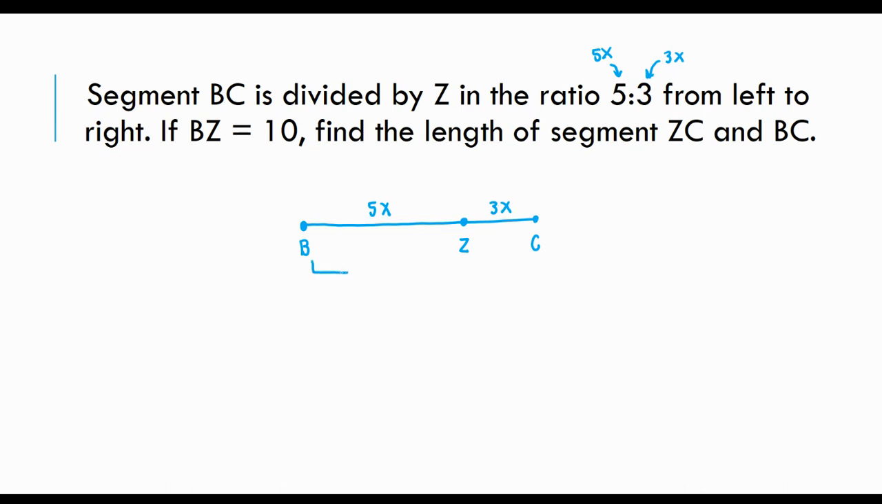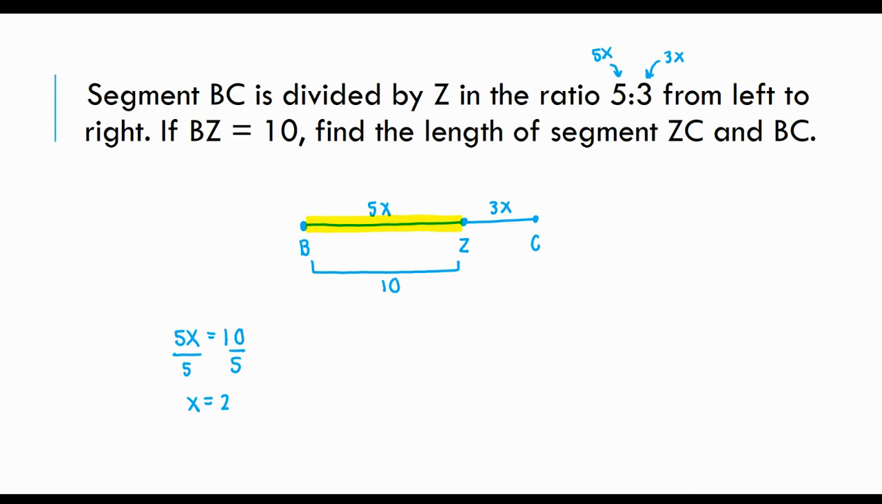I'm telling you that BZ, this segment, is a length of 10. We want to find the length of the segment ZC as well as the whole entire segment of BC. So hopefully we notice that with all of the pieces that are marked up, I happen to have two things representing the exact same segment. BZ is being represented as both 5x as well as 10. So when two things are representing the exact same segment, that indicates that I get to set those two things equal to each other. So then if I start dividing, I find out that x is 2.